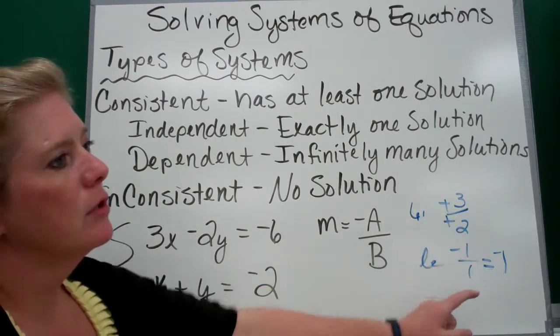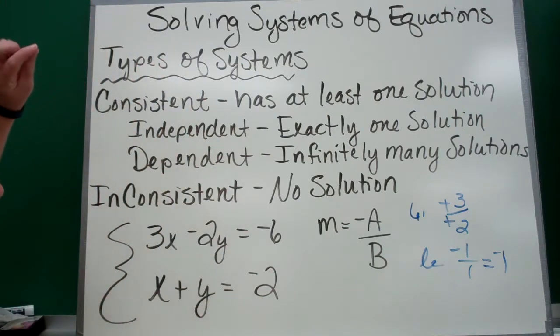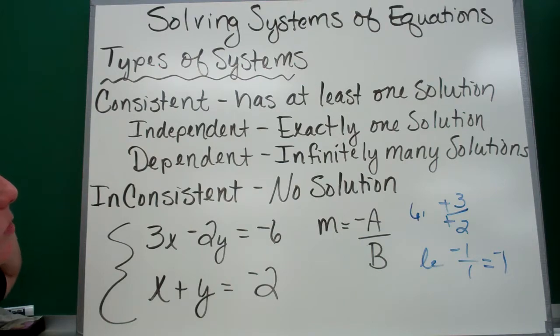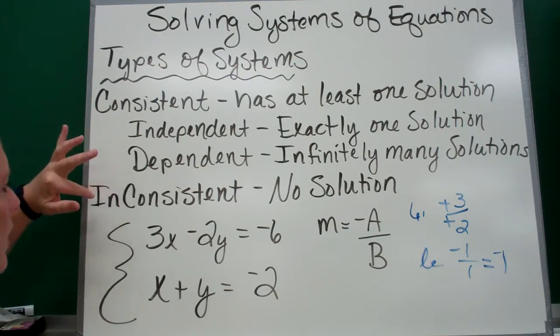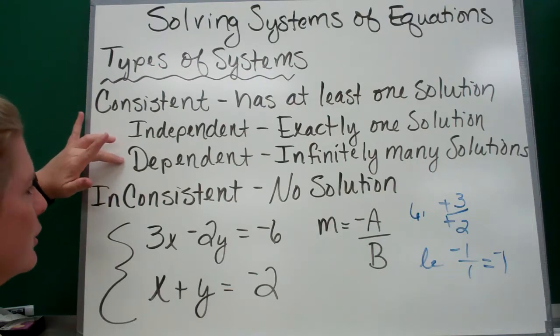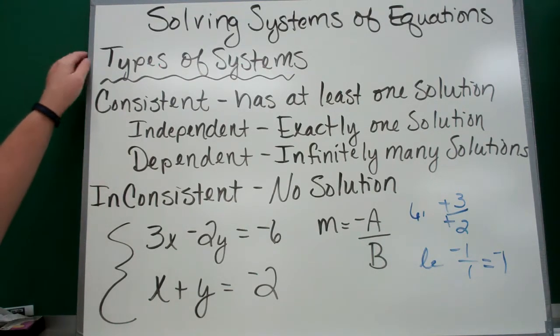Okay, they have different slopes. Any pair of lines that have different slopes are independent. There will be exactly one solution. If they have the same slope, they could either be dependent or inconsistent. If they're dependent, then they're the same slope with the same y-intercept. Inconsistent, same slope with different y-intercepts.